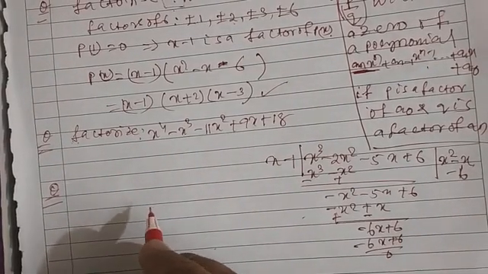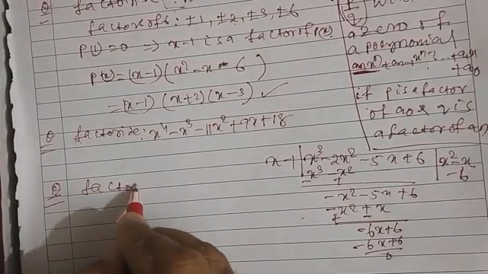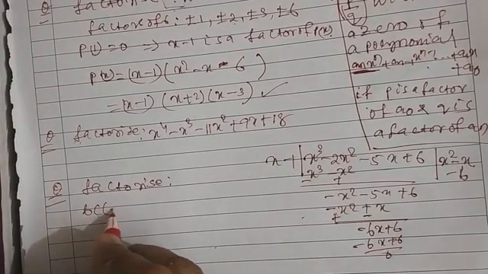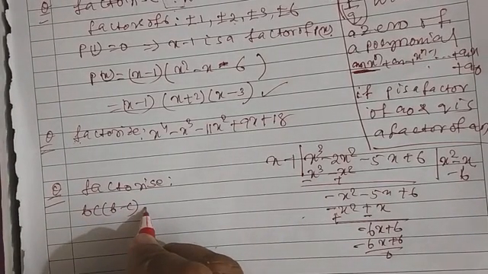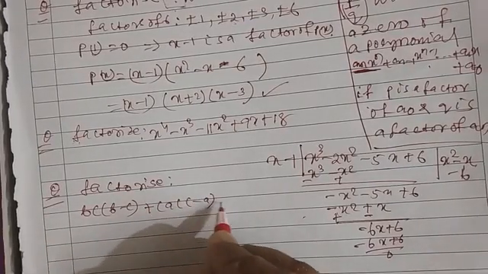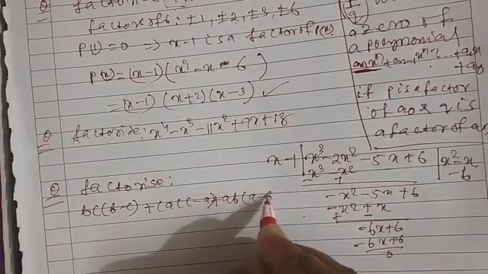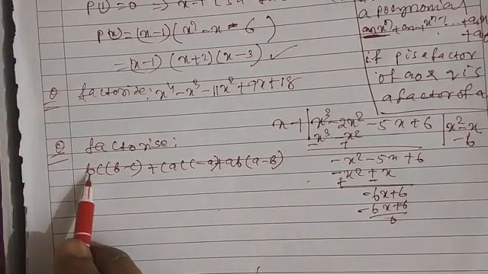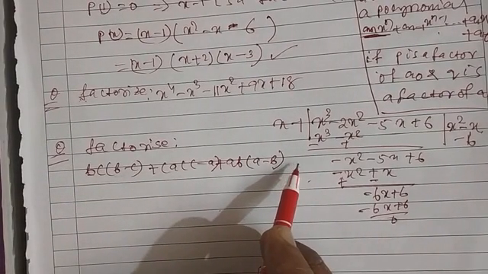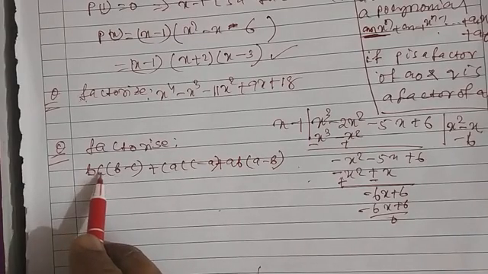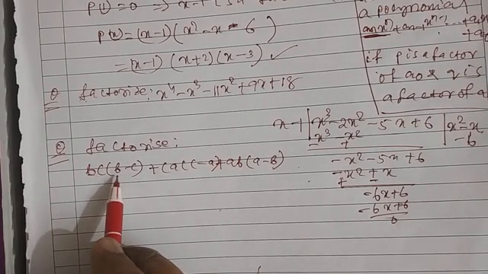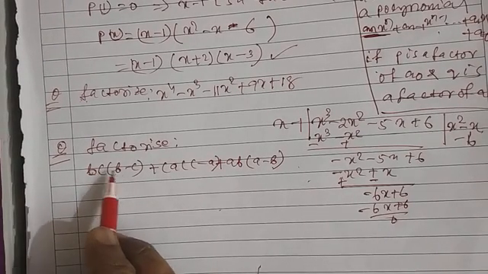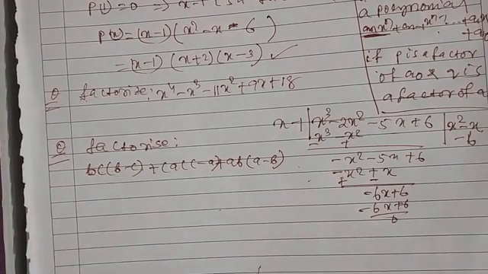Factorize bc into b minus c plus ca into c minus a plus ab into a minus b. One thing you must remember. Here, when I multiply out, in each term there are 3 factors: b c b, b c c, and so on.